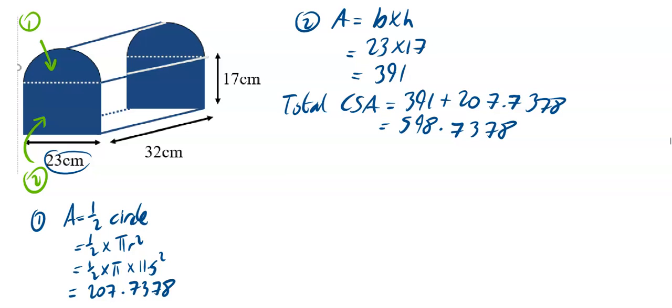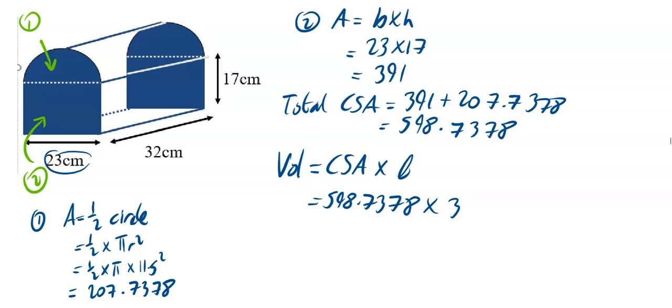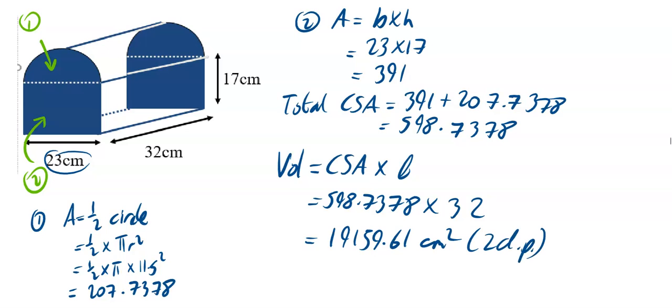598.7378. Now your volume, now we're on to the actual thing we wanted to find. It was volume is cross-sectional area times length. So 598.7378 times the length, which is 32. And if you do that out, you'll get 19159.61 centimeters squared, and I've given my answer correct to 2 decimal places.